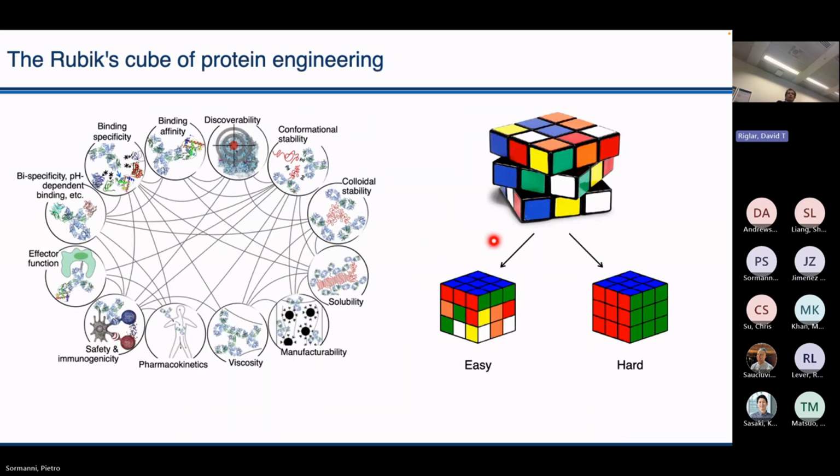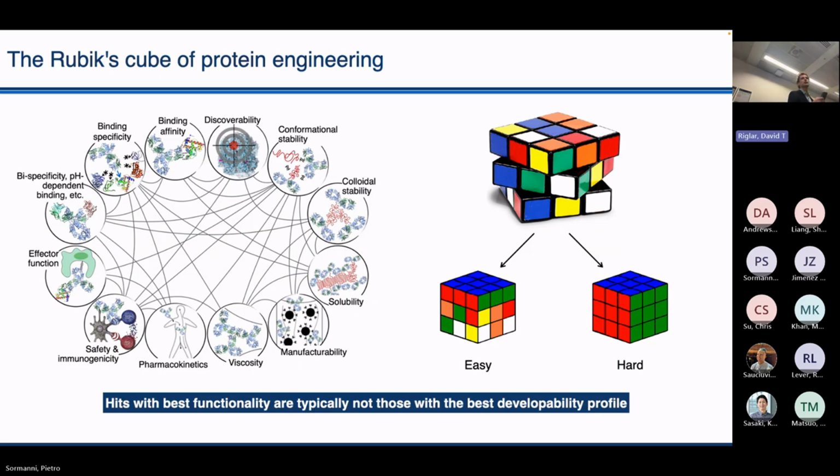The metaphor we use is that of a Rubik's cube, whereby it's relatively easy to solve one face of the cube. So I can do phage display. It's well established. You can do it to push the affinity beyond the natural level. It's not that hard nowadays, but this usually comes at the expense of other things. So solving the full cube is much harder. And in fact, a well-known fact is that the hits that have the best functionality are typically not the ones that have the best developability.